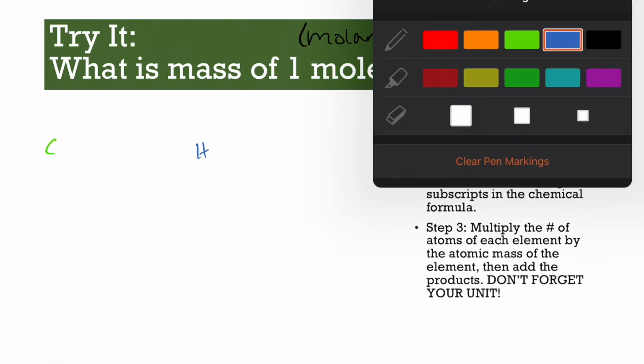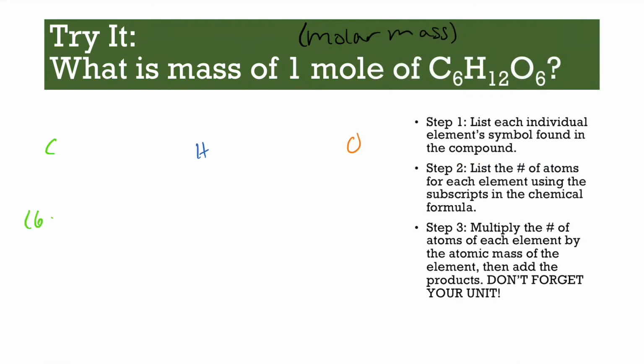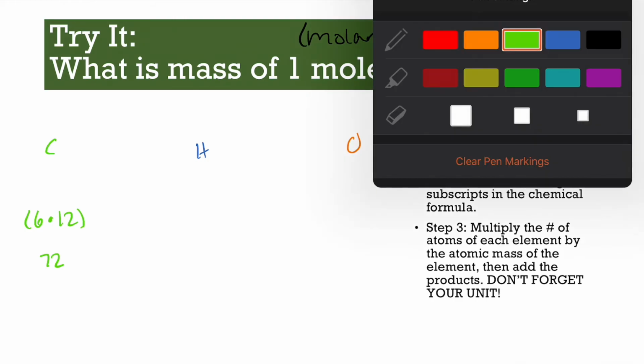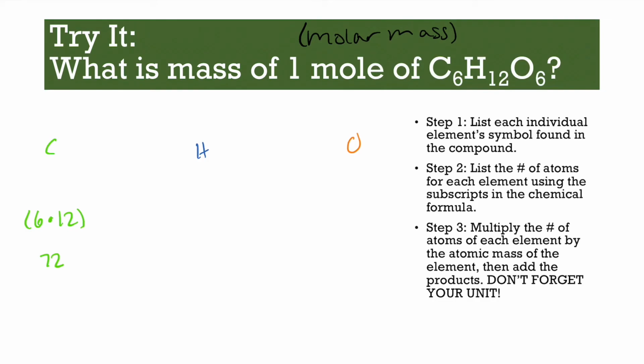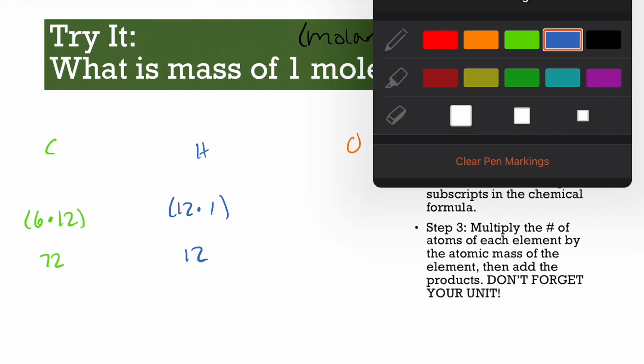We have C, we have H, we have O. With our carbons, we have 6 of them. So the nearest whole number carbon is 12. 6 times 12 is 72. So 72 grams is carbon. H, we have 12 of them. So the nearest whole number H is 1. So 12 times 1 is 12. So 12 grams comes from hydrogen.